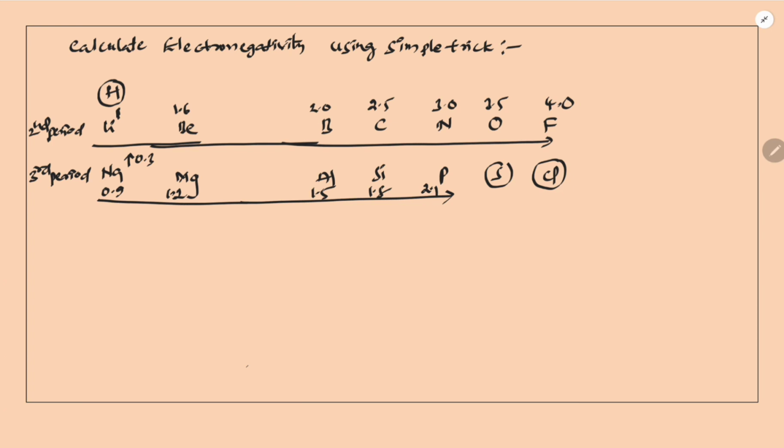Listen carefully. Now the circled elements, chlorine and sulfur. Chlorine is 3.0. Sulfur is 2.5. And hydrogen is 2.1.